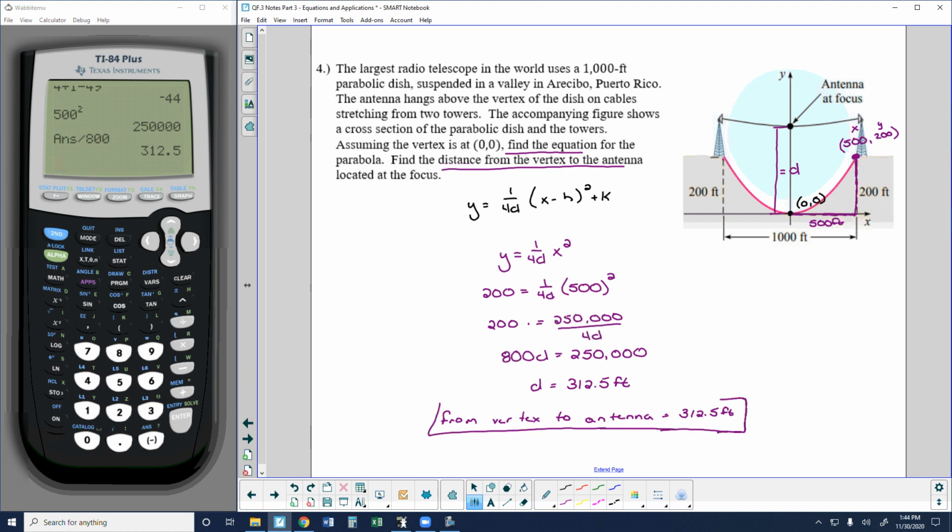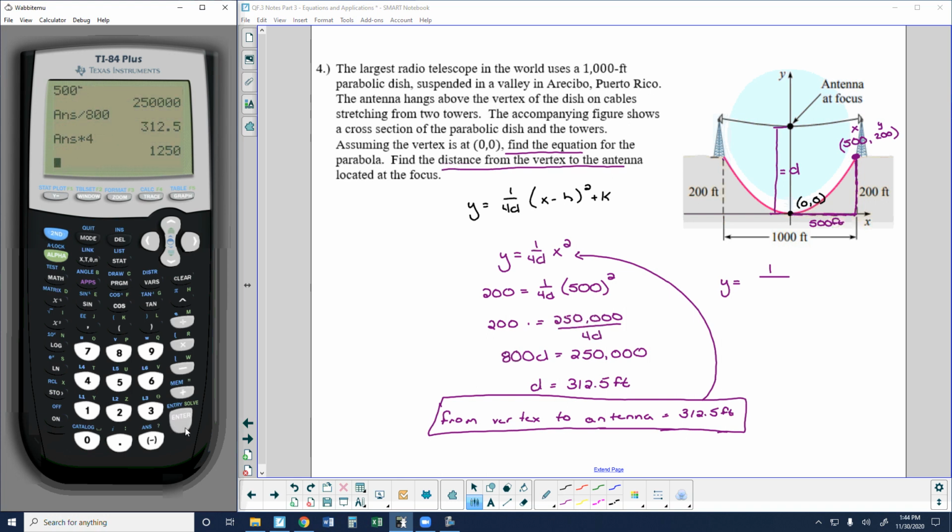So that's one of my answers. The other answer was to find the equation. So now I can use this value d and substitute it back into my original equation. So y equals 1 over 4 times d. So 4 times 312.5, which is 1,250, so y equals 1/1250 x squared.